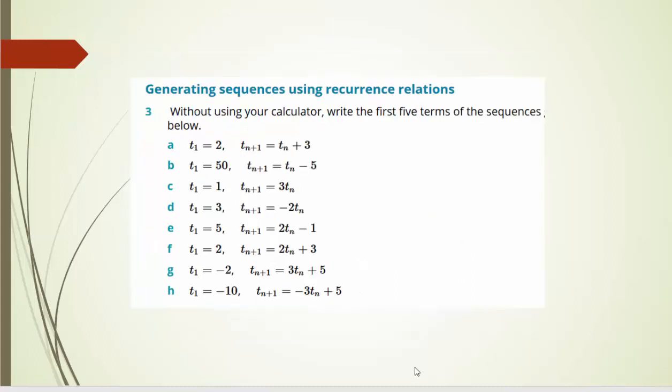Question 3. Now it says without using your calculator, although I don't mind obviously if you check it, you can do it with the calculator. First 5 terms of the sequence. So let's just do the first one. This is fairly simple. T1 is 2. So each sequential term is 3 more than the previous one. So you are going to go 2, 5, 8, and so on. When you go down to these ones here, you're doing 2 things. You're doubling it and then subtracting 1 in this one here.